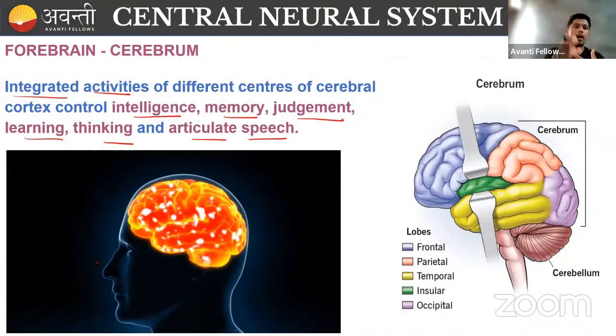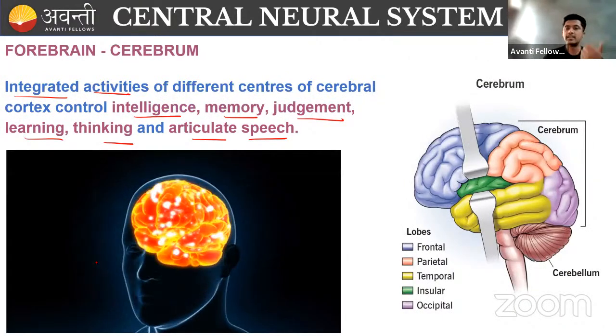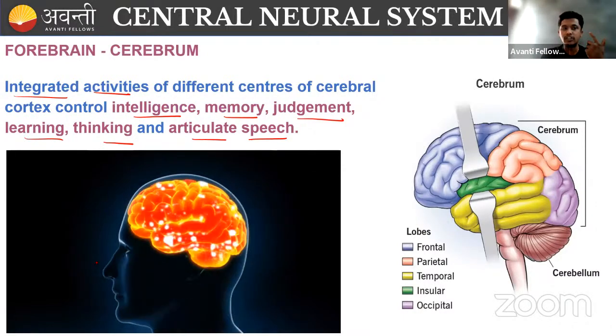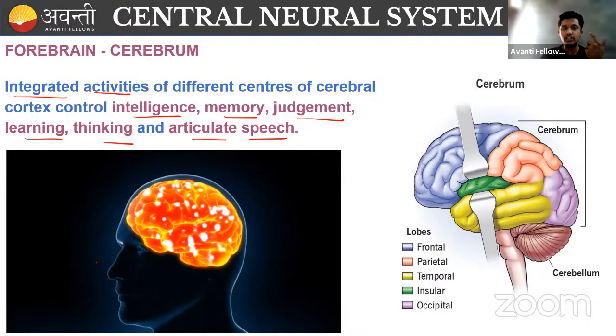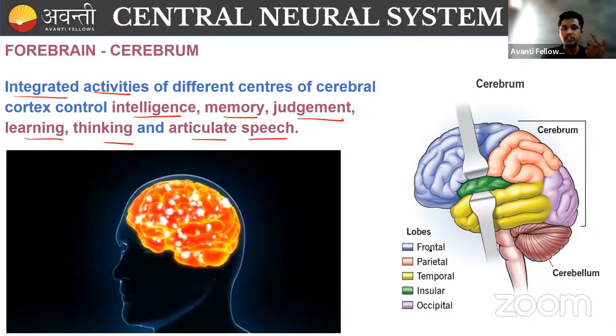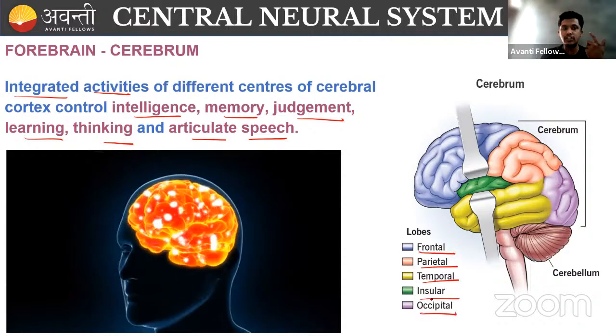When we talk about other integrated activities of your cerebral cortex, intelligence, memory, judgment, learning, thinking, and articulated speech are some of the functions performed by your cerebrum. You can see here the forebrain is divided into frontal, parietal, temporal, occipital, and insular lobes. These are all different lobes of your forebrain.